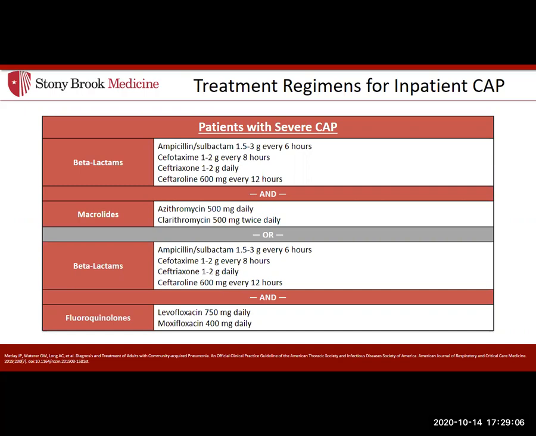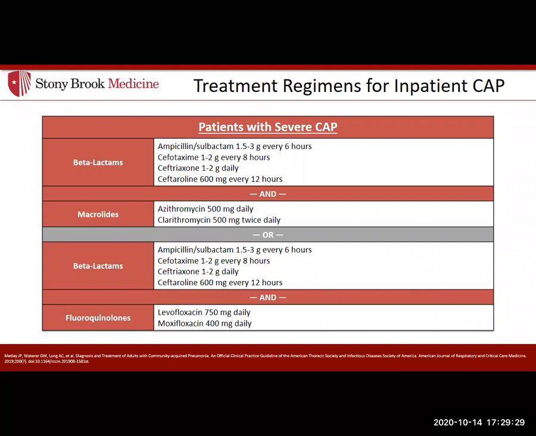We want to try as much as possible to use the beta-lactam plus macrolide combination therapy, as there was a meta-analysis of 10,000 critically ill patients with CAP which identified that macrolide-containing therapies were associated with a significant mortality reduction compared to therapies that did not contain macrolides.